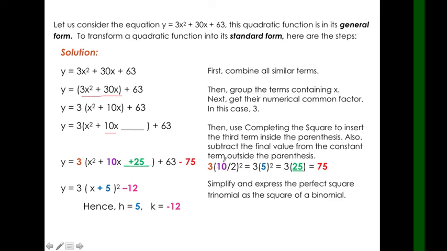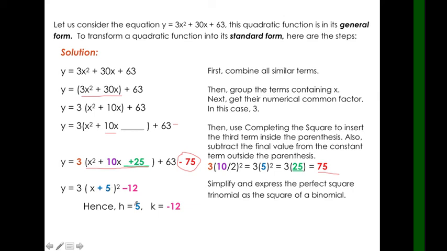So 3, times 10 divided by 2 is 5, and 5 squared is 25. 3 times 25 is 75. So we have 75 as our answer, and that 75 will be subtracted from the outer value. The factored form of x squared plus 10x plus 25 is x plus 5 squared, and 63 minus 75 is negative 12.